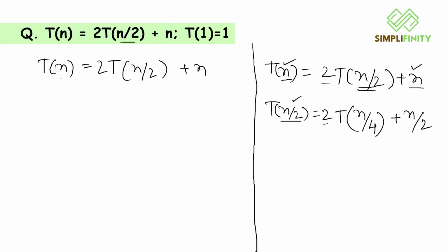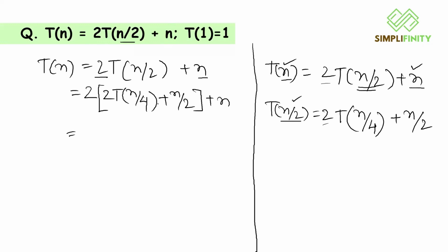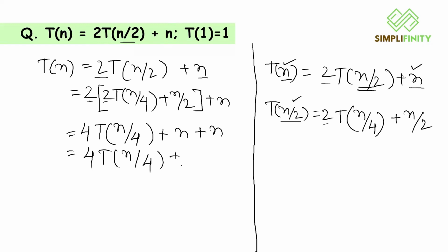So let us substitute this one. I'm writing the 2 here, then the bracket: 2 T of n by 4 plus n by 2, bracket close. Okay, let's simplify this. 2 into 2 is 4, T of n by 4, plus 2 multiplied by n by 2 means n. So it's n plus n, which is 4T of n by 4 plus 2n.